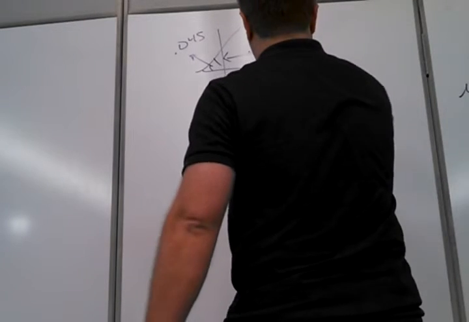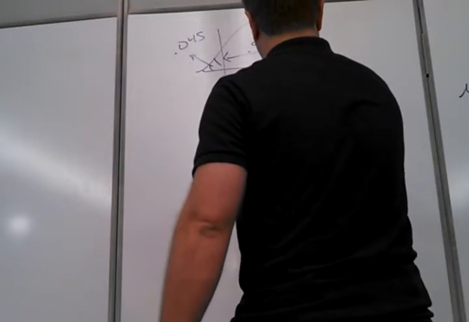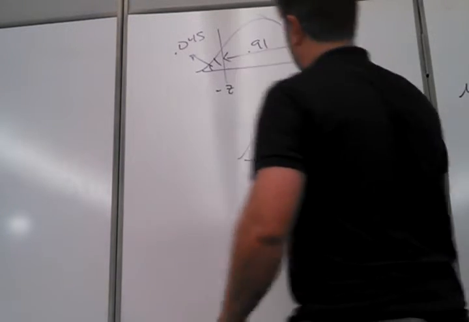All right. So, if I ask you, find the z-scores that bound the middle 60%.